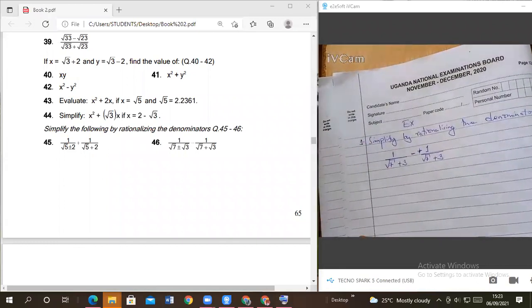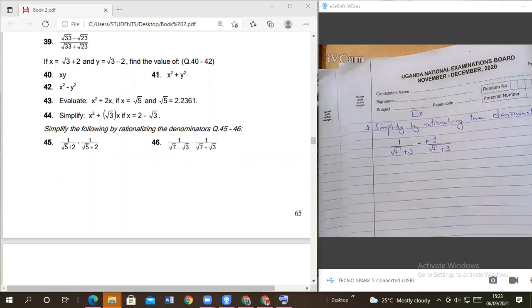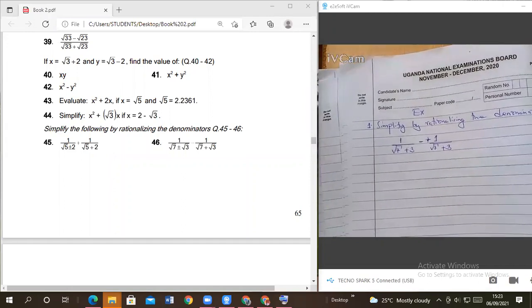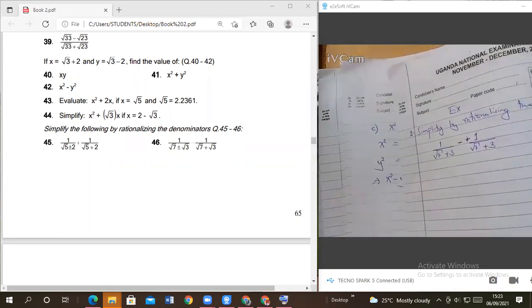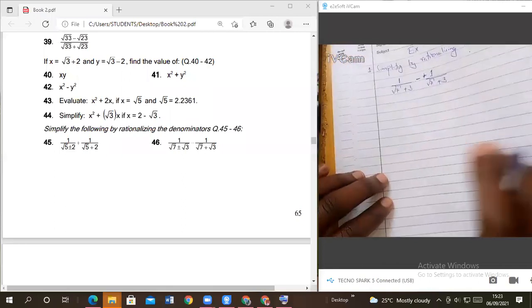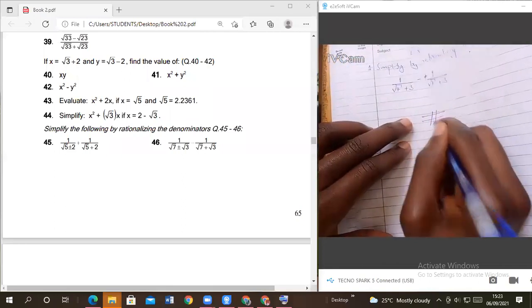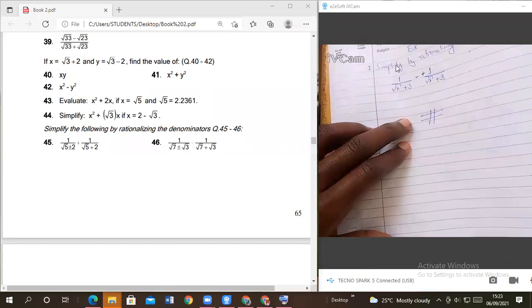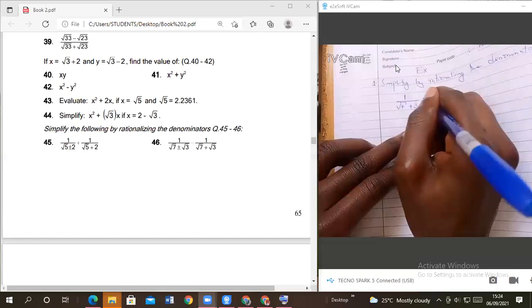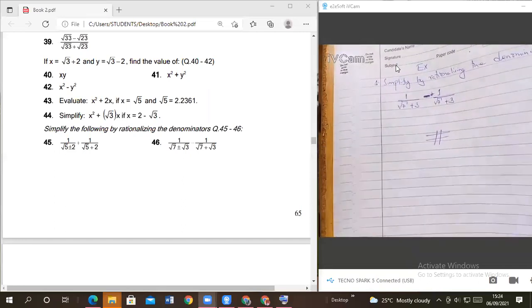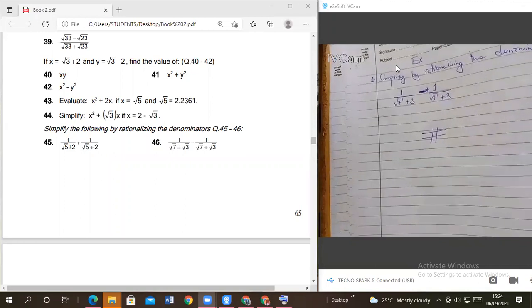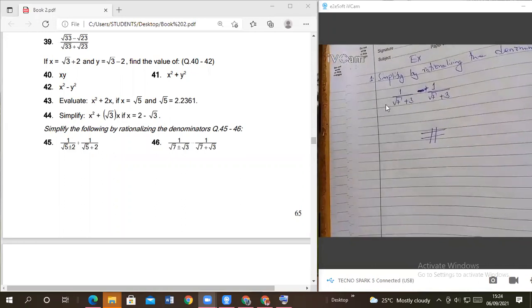Do you have any question, members? No. So I've given you 5 minutes to submit your work on my WhatsApp number. Excuse me, teacher. Yes? I'm kind of confused. Which sign is in between the two fractions? Subtraction. Yes, it's subtraction. Okay?